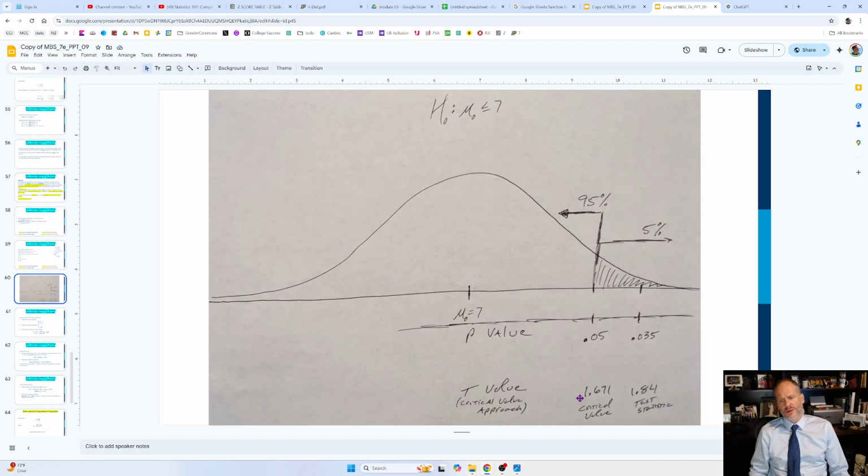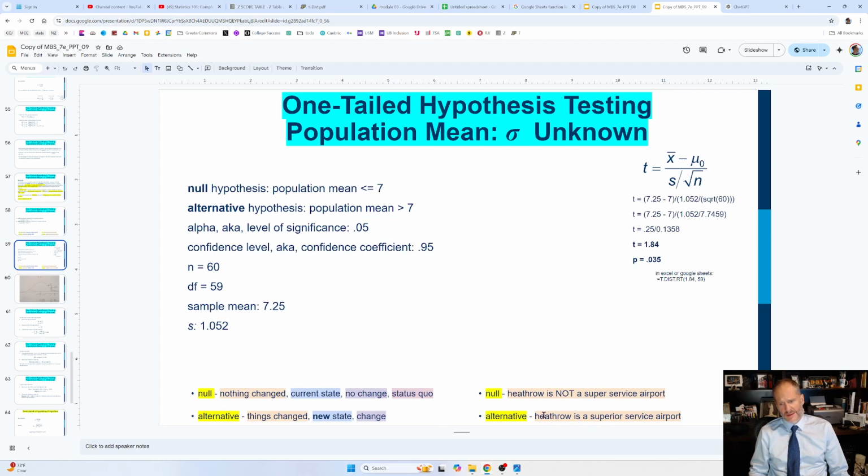And so that's how you calculate these different things. And when you have these numbers here, you can see that our calculations came up with these numbers here. So whether you use the p-value approach or the critical value approach, both of these numbers fall into the reject range. And what we're rejecting at 95% confidence is that the population mean is less than or equal to 7. So we're rejecting the null hypothesis, which means that the alternative hypothesis is that which prevails. And the alternative hypothesis is that Heathrow is a superior service airport.